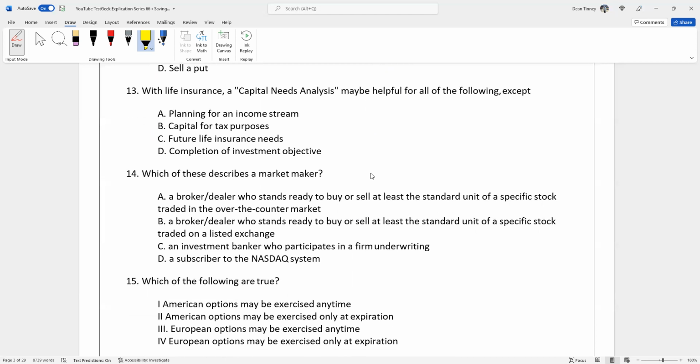Life insurance can never be sold as an investment. That's one test question. And capital needs analysis may be helpful in all the following except. So they're asking you in which case it is not going to be helpful. So I say, well, listen, we need to do a capital needs analysis, Jim, to see, if you die, what's going to be missing in terms of income for your wife and your kids.